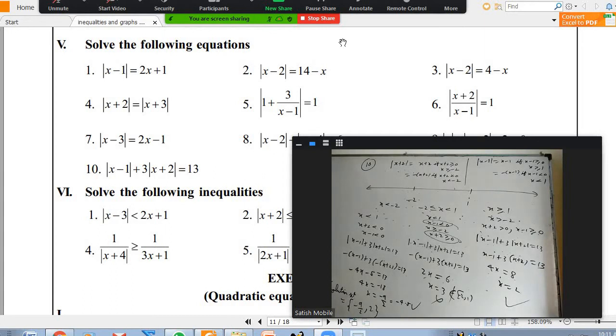I hope everybody understood the main part, that mod x minus 1 can be written that or that. Mod x plus 2 can be written this or this. So for that we need to take all these cases. And after getting the solution, whether it belongs to that interval or not, we have to check.